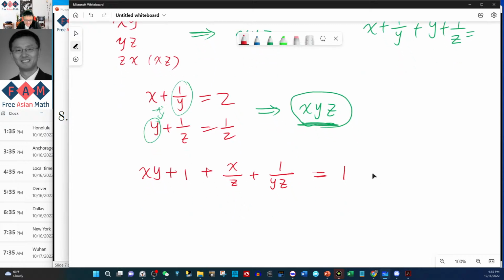Well, we don't like the fractional bottom here. We always want to use an equation that does not show any fraction. So we multiply both sides with yz. So this becomes xy times yz. So it's y squared z.